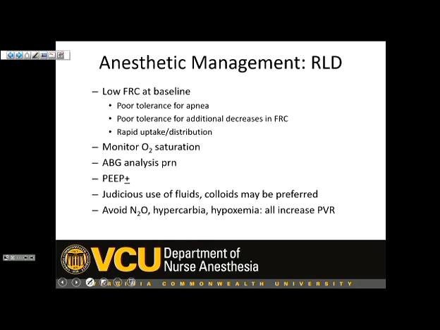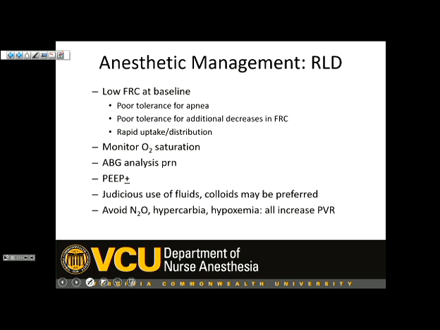Low FRC at baseline, some of the implications, it affects the uptake and distribution of volatile agents. Monitor oxygen saturation during the perioperative period, that's kind of a no-brainer. ABG analysis is a case-by-case scenario. You don't necessarily have to get ABGs serially on all of these patients. Obviously, if you think you're going to need to get ABGs, it's ideal if you get a baseline pre-op. Where do they live? What is their current blood gas acid-base status, and then serial ABGs, A-lines indicated as well.